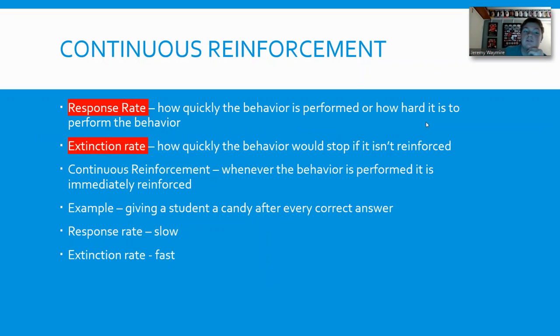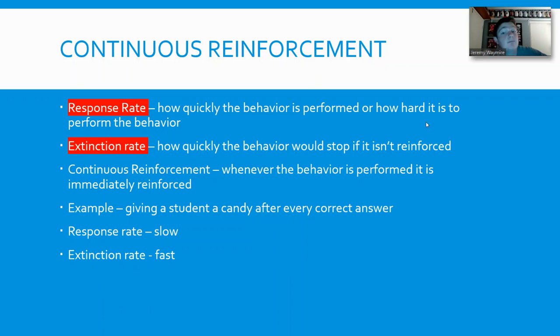Now we're going to talk about schedules. The schedules are how often they get the stimulus based on when they did the behavior or how often. So first, we're going to start with two key terms, which are the response rate and the extinction rate. The response rate is how quickly the behavior is performed or how hard it is to perform the behavior. And the extinction rate is how quickly the behavior would stop if it isn't reinforced.